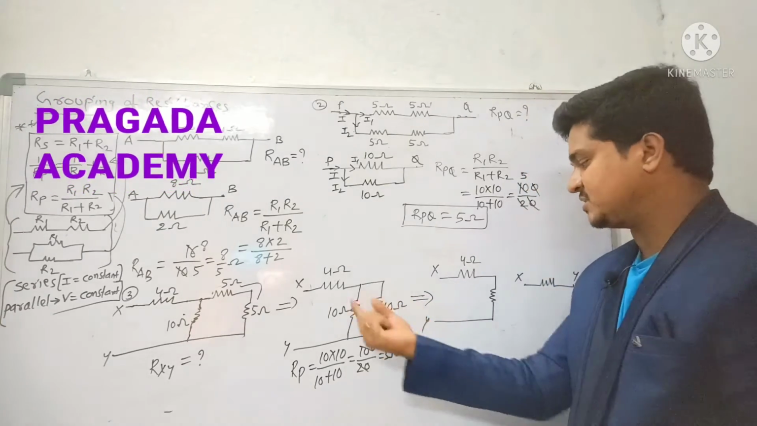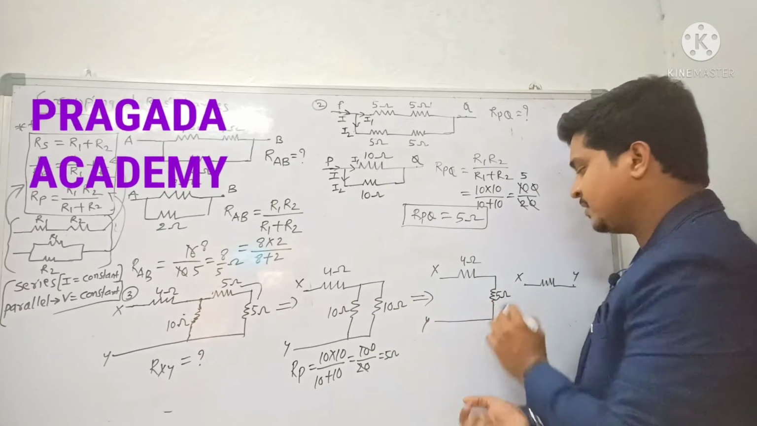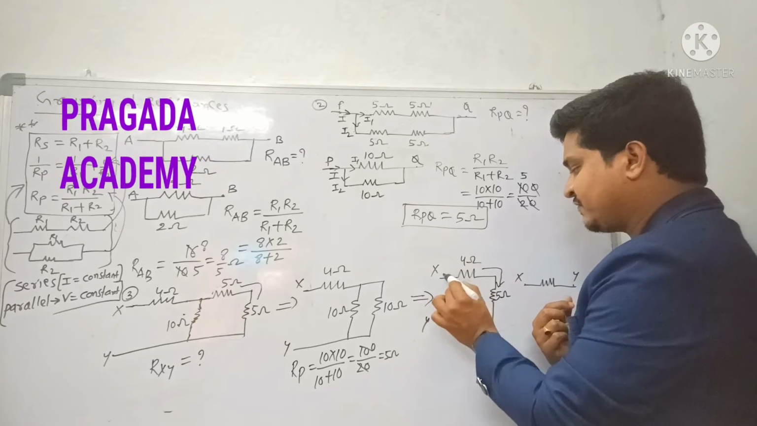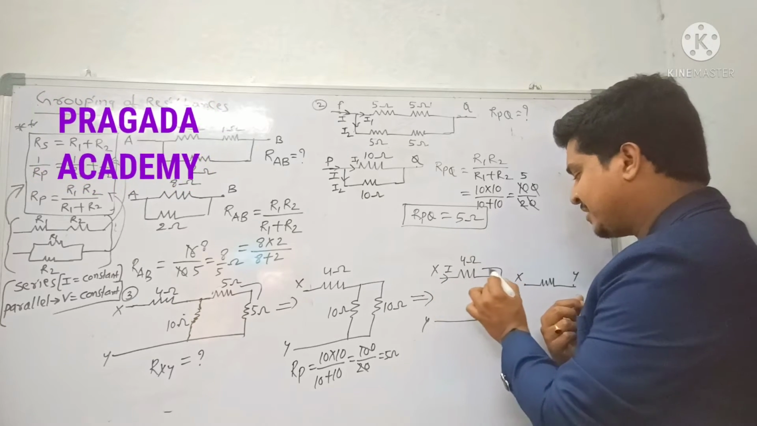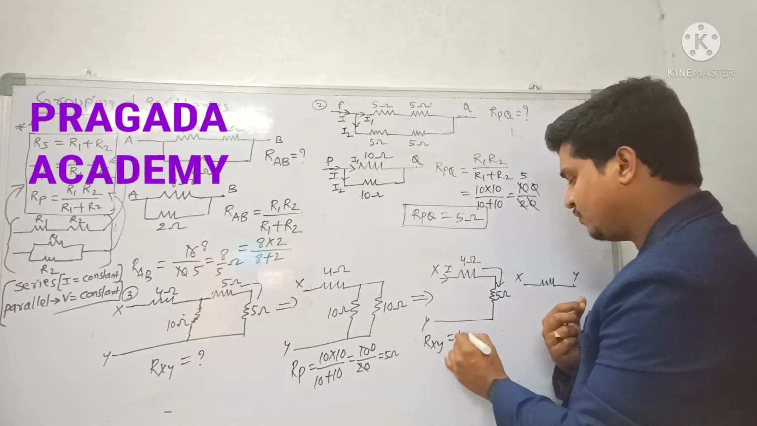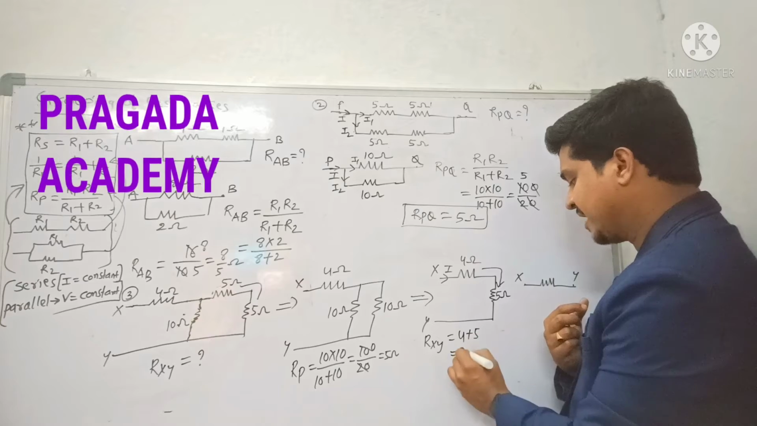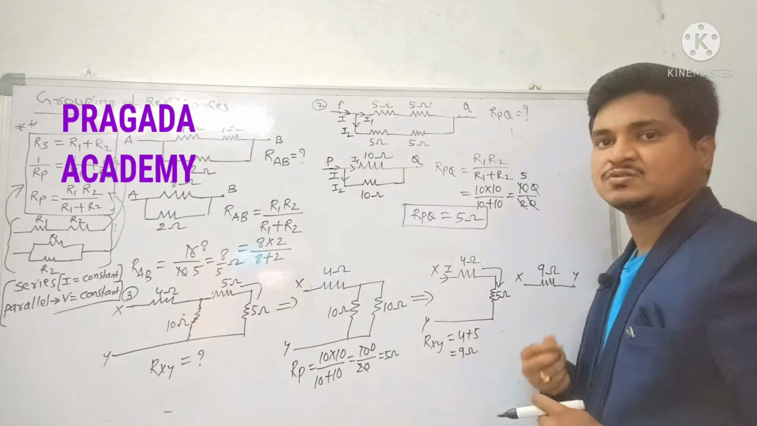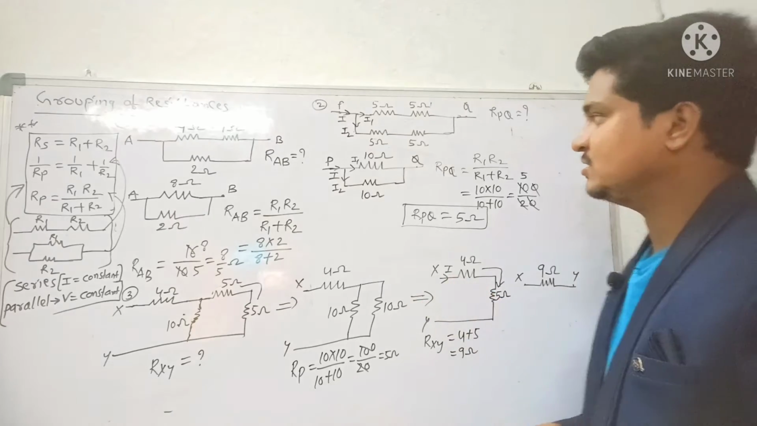So what did we get as the equivalent resistance for this? 5 ohm. Now 4 and 5 are in series. Why? Because if current is flowing like this, the same current is flowing through the 5 ohm also. You will get the RXY value here. 4 plus 5 is nothing but 9 ohm. So what is the equivalent resistance between X and Y? 9 ohm. So by using these steps, I explained the third one.